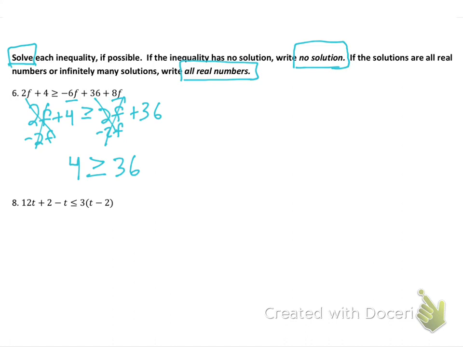Now what you need to ask yourself is, does that make sense? No, that doesn't make sense. 4 is not greater than 36. 4 is not equal to 36. So it would be no solution.